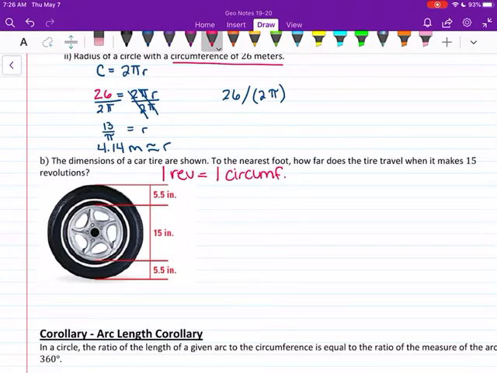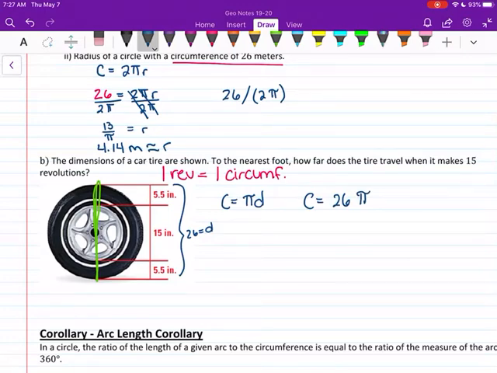If I look at what they give me, all of these distances here, if I add them all up, I get the diameter. So for this problem, it would be smart to use circumference equals pi times d. If I add all of those up, my diameter is 15 plus 5.5 plus 5.5, which is 11, so 26 inches. So my diameter is 26 inches.